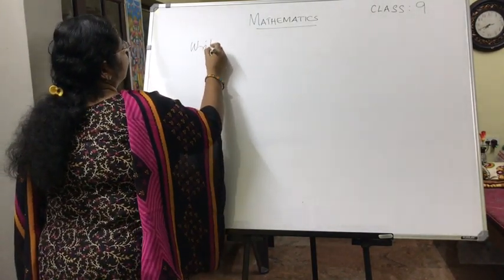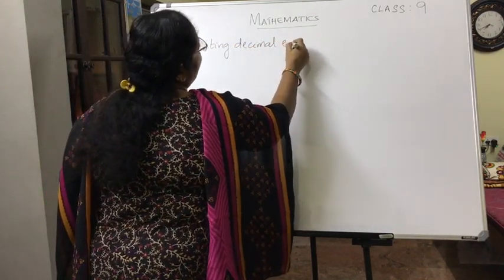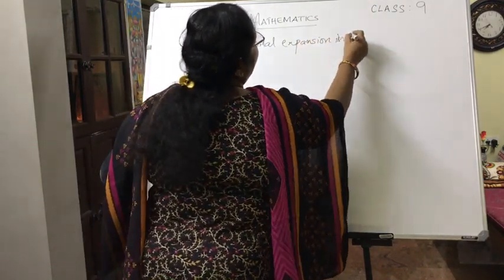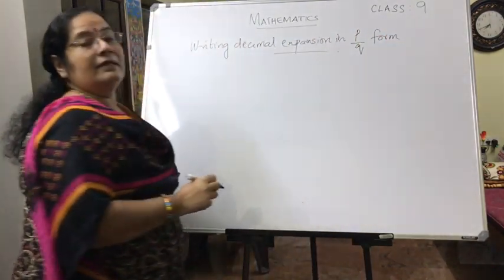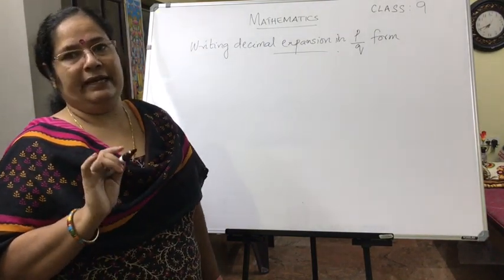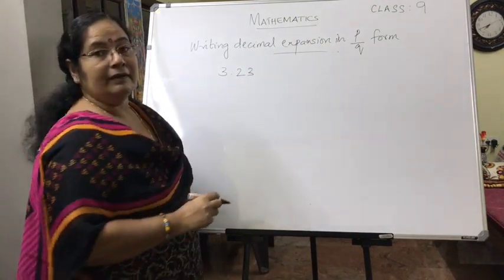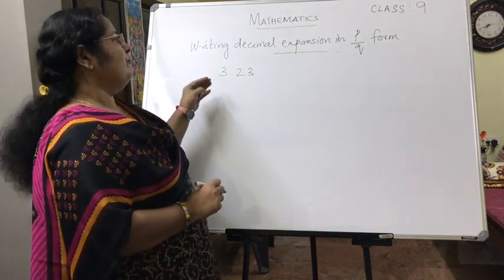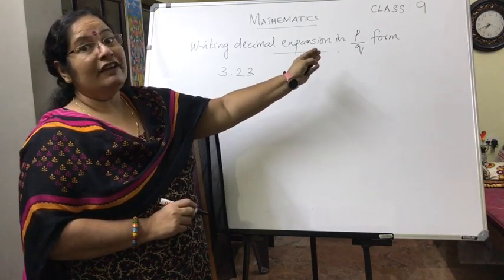So writing decimal expansion in P by Q form. So let us take an example. First, let us take an example of a terminating decimal expansion. So let us say take 3.23. 3.23 is a terminating decimal expansion. Now how to write this in the form of P by Q? P by Q means it is in the form of a fraction.